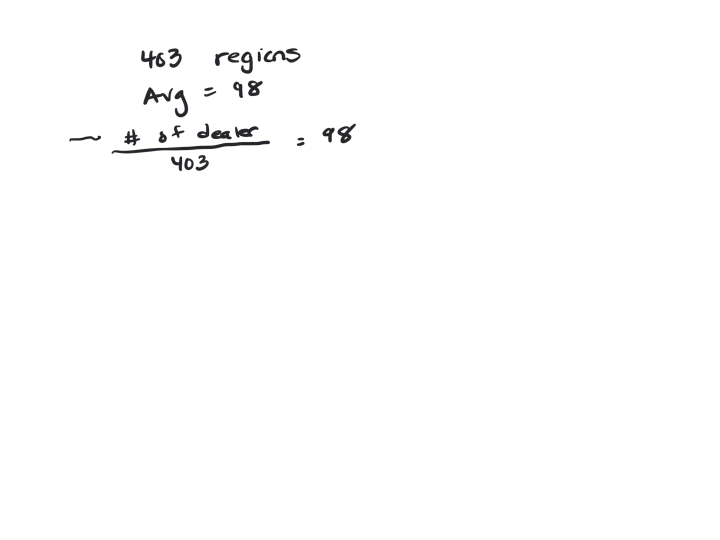And if I solve for the numerator, I would multiply both sides by 403. So the number of dealers will equal 98 times 403. Now they give me more information.